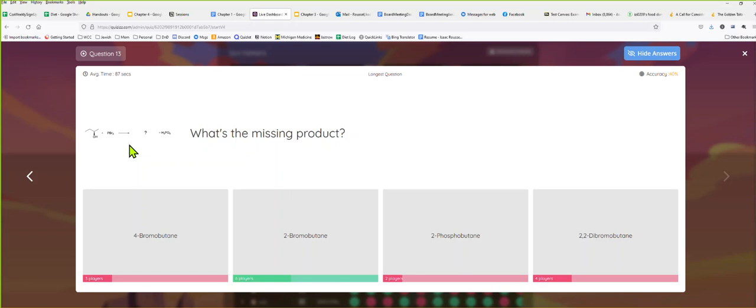What is the missing product? So we're reacting an alcohol with a halogenated phosphorus compound, and you're going to get phosphoric acid off, and you're going to get something else, and that's going to be bromobutane, because this bromine is going to go in and replace this OH group. And since it's on the second carbon, then that'll be 2-bromobutane. The phosphorus doesn't go on it, so it can't be that.